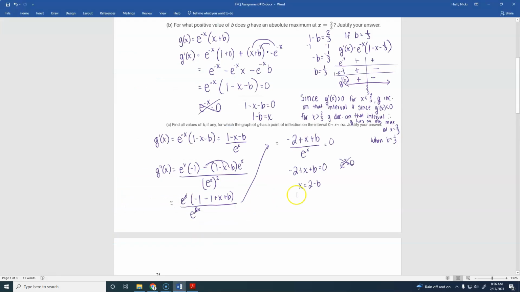Okay. So, if we do a sign line for this, we've got 2 minus b. We do know b is a positive number. What we don't know is what b is, but we do know b is a positive number. So if we're trying to figure out whether this function is going to be positive or negative, we could plug in some different values.